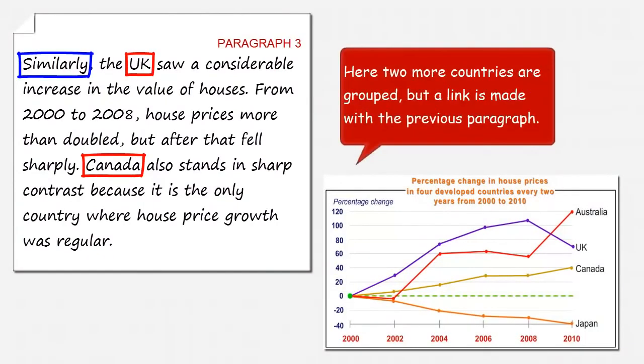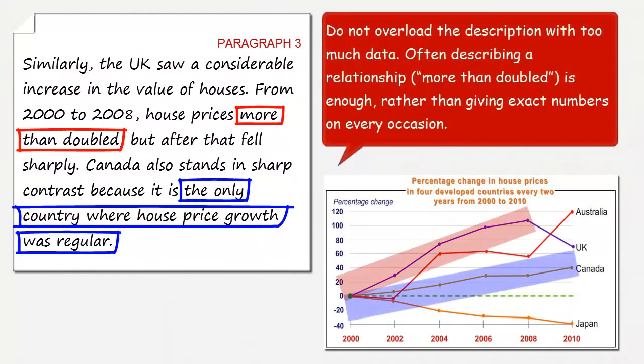Here, 2 more countries are grouped, but a link is made with the previous paragraph. Do not overload the description with too much data. Often describing a relationship, for example, more than doubled, is enough rather than giving exact numbers on every occasion.